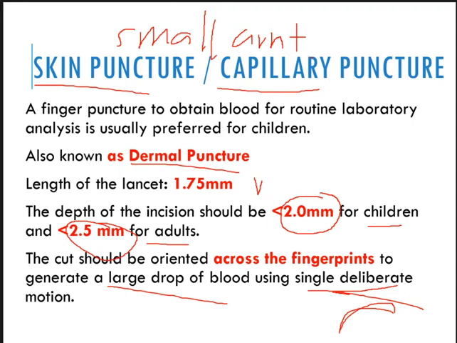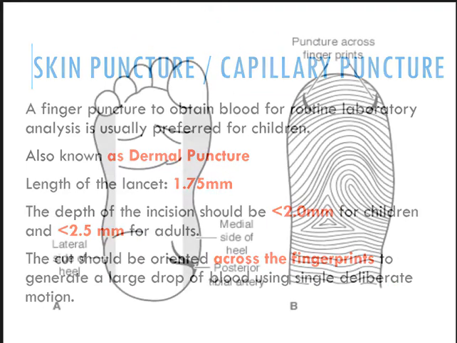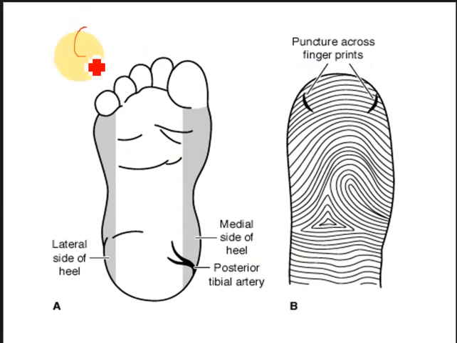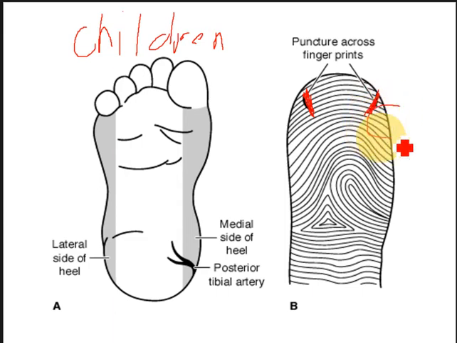Okay? So, for the next photo, this one is for newborns or usually mga children, pero we usually incorporate this one sa mga newborns, okay? And this is the finger. Now, as you can see, the puncture should be across fingerprints so that we will generate a large drop of blood. And then for the children, we choose the lateral sides. Okay?